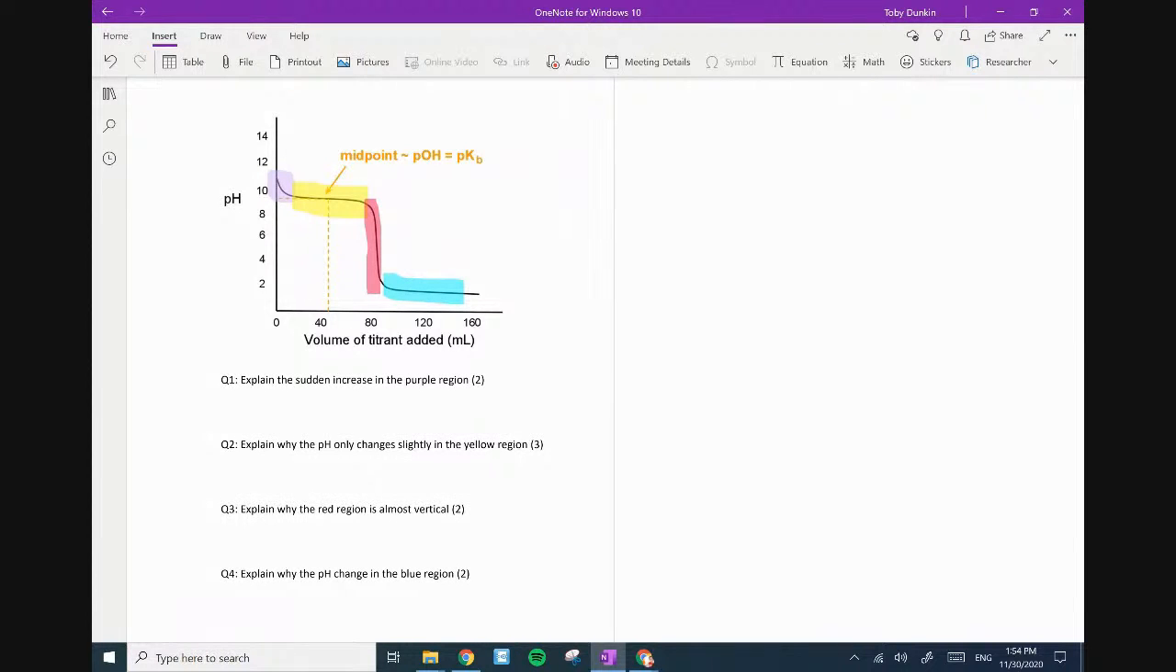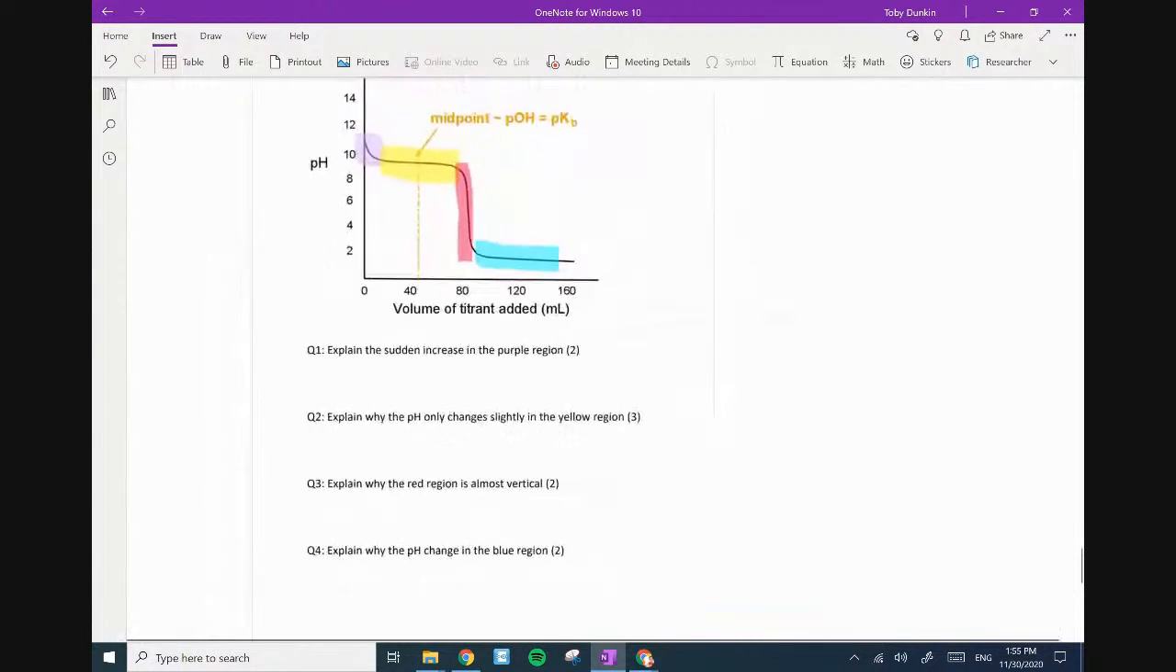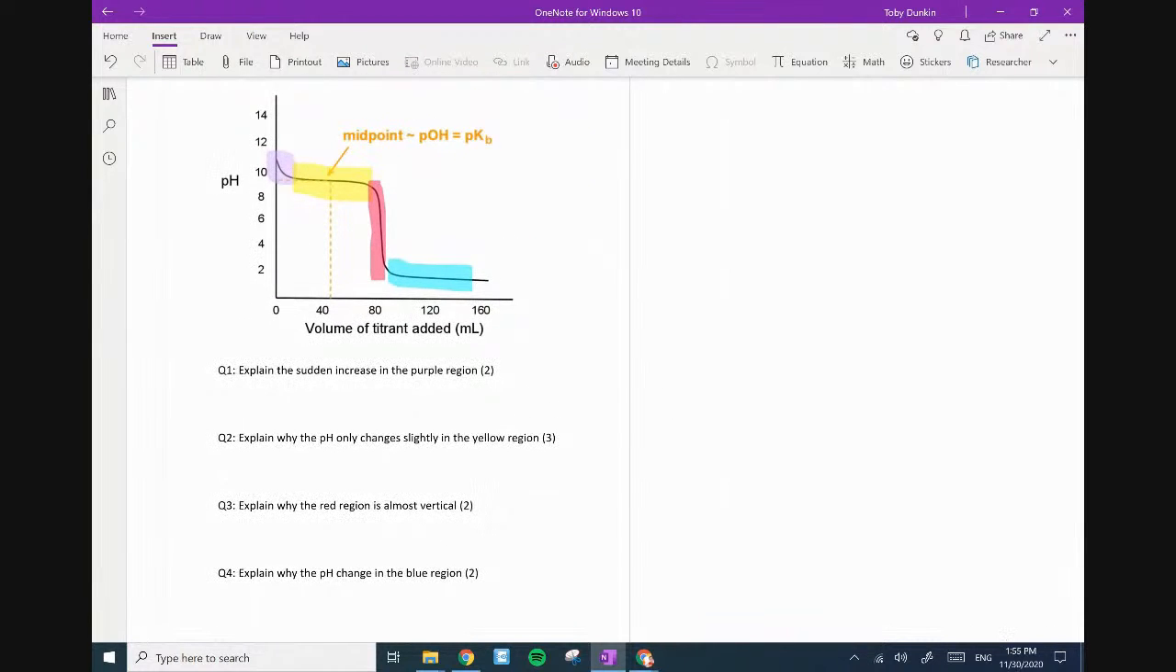So I'm actually going to start off at the very end of the document, because we've just had a quick 5-minute chat on the Google Classroom, and lots of students had lots of questions regarding the graphs and the regions and how you explain them. And so I'm going to start off with this one.